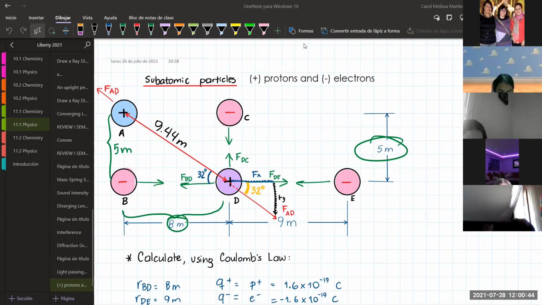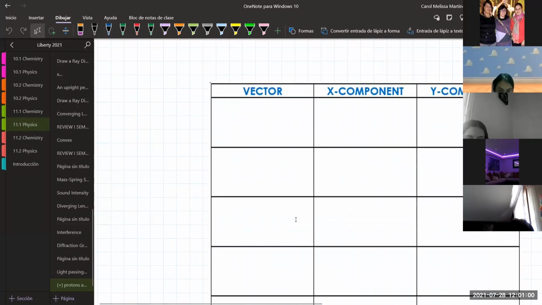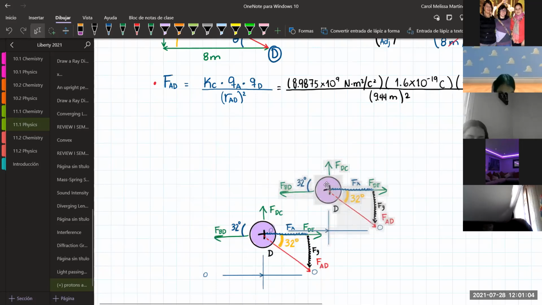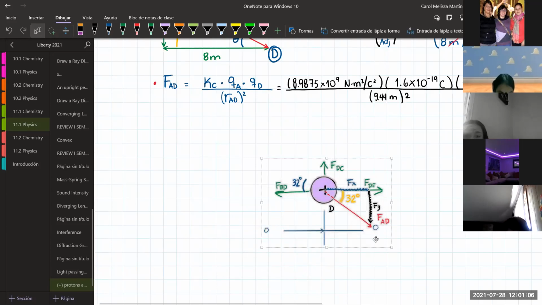I know that it looks very messy, okay, I know it. So because it's very messy at this moment, what I'm going to do now is make the sketch apart, and then I will work with this.